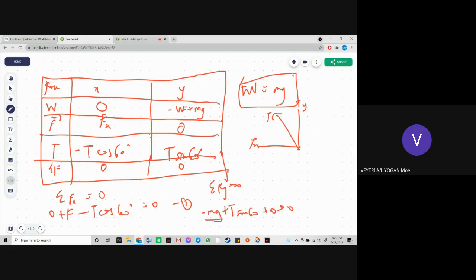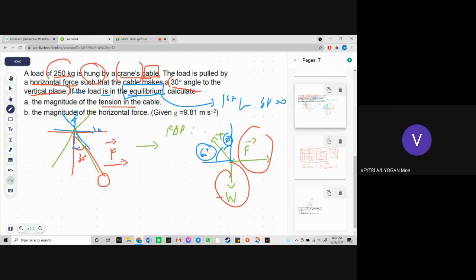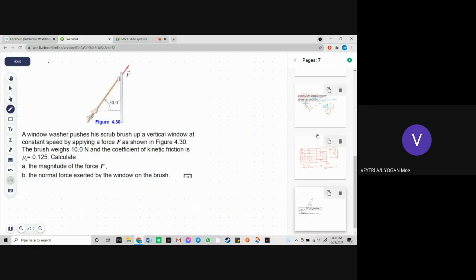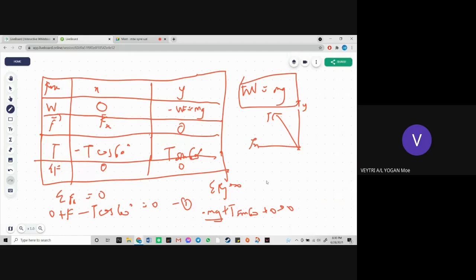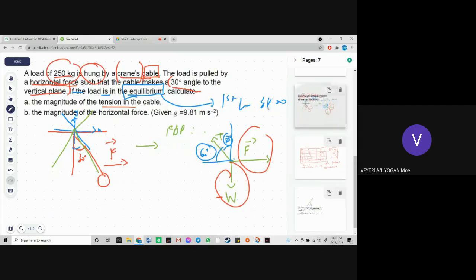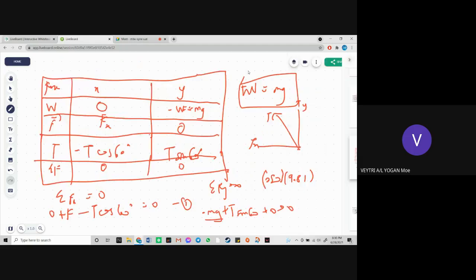Kenapa? Mass sudah diberi dekat sini. You have 250 kilos. So, you just put in 250 darab dengan 9.81. Okay. Over here, it is given G equals to 9.81. So, jangan guna negative 9.81. Guna 9.81. Kenapa? You dah letak dekat sini negative. So, don't worry about it. Okay. So, over here, outside negative, tambah T sin 60 degrees equals to 0.